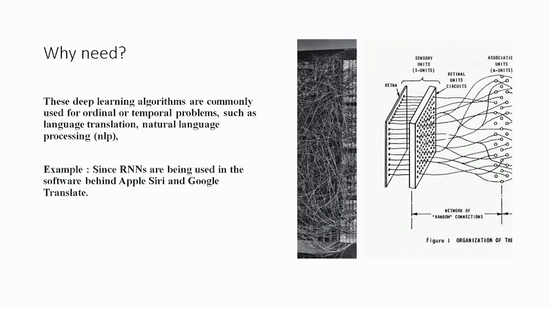Now, why do we need RNN? These deep learning algorithms are commonly used for ordinal temporal problems such as language translation and natural language processing, NLP. For example, Apple Siri and Google Translate.